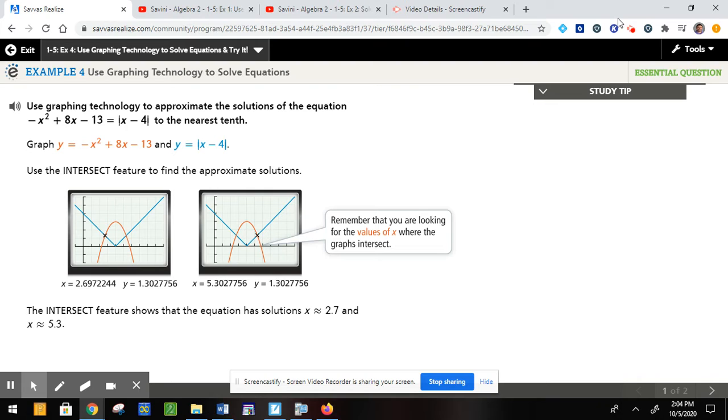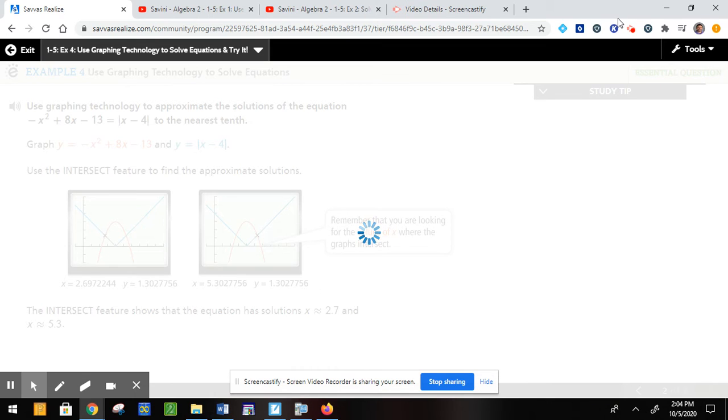The x value for the second place it's intersecting is that number there. Rounded to the nearest 10th would be 5.3. Right, let's take a look at the you try question.